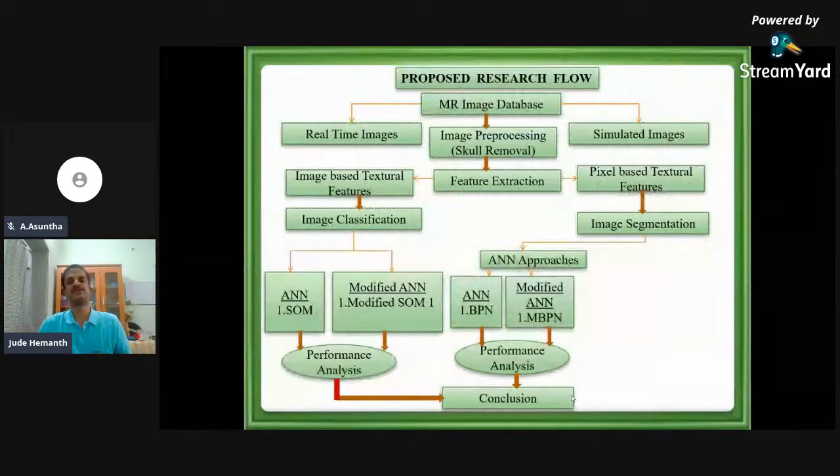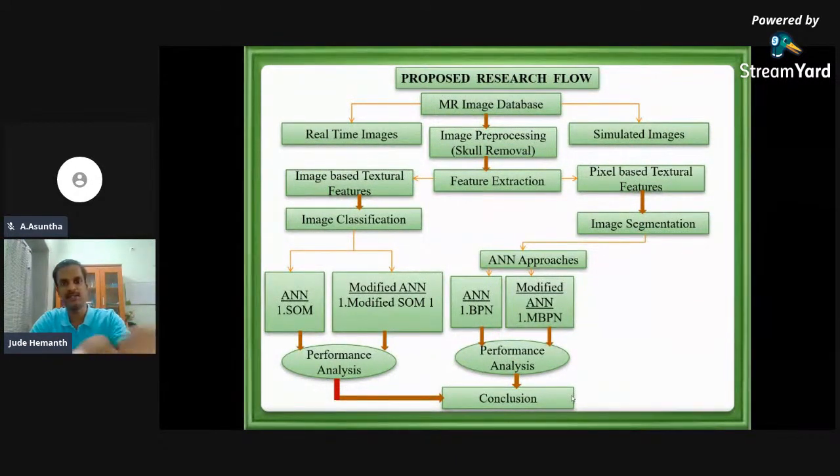So this is the proposed research flow, right? If you are into MRI image analysis or brain image analysis, you can very well take this flow chart and work on it. If you are a beginner, if you are interested in image processing, or if you're planning to do your project, you can take this sketch, right? So the first step of your image processing is collection of the database. The second step is that all the images by default will have some noise, right? How to remove that noise. That is the second step.